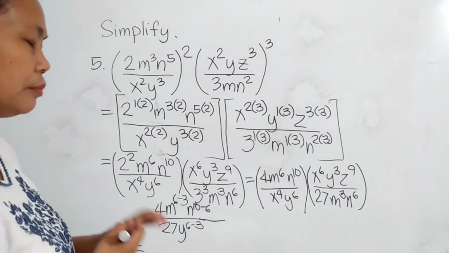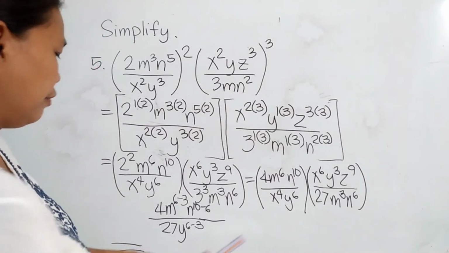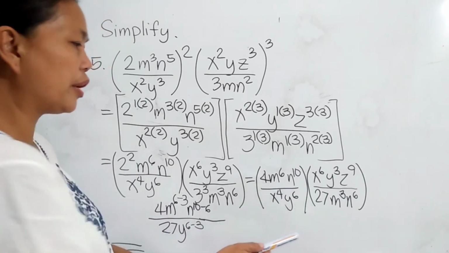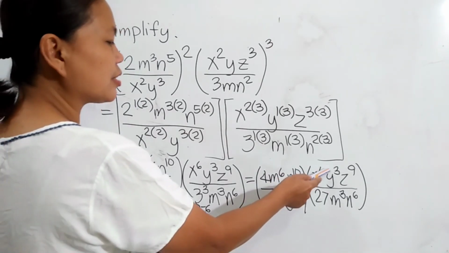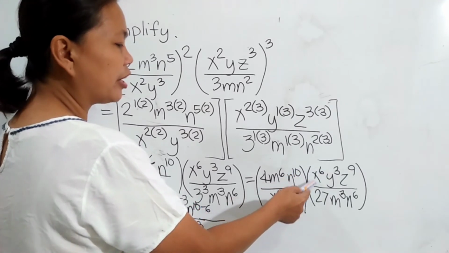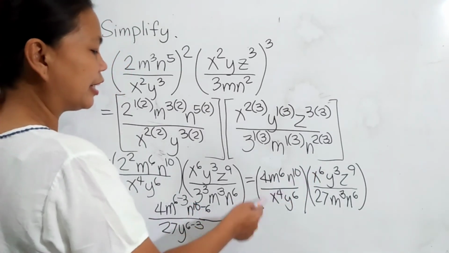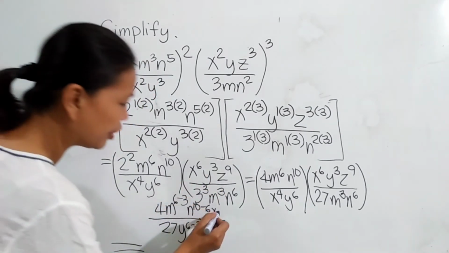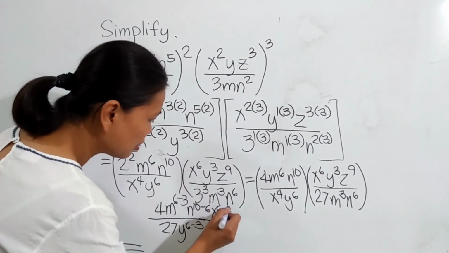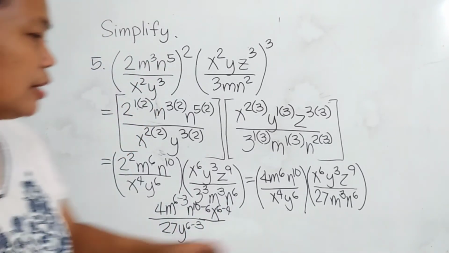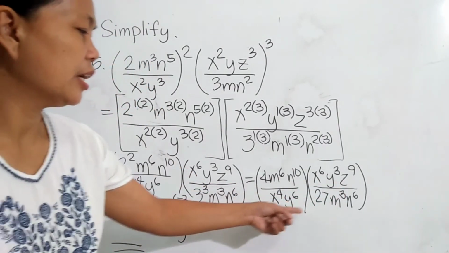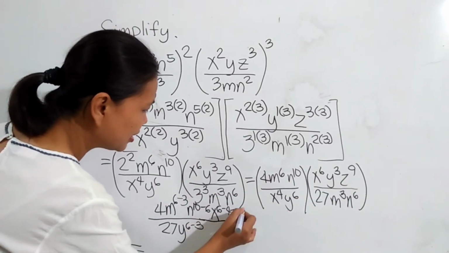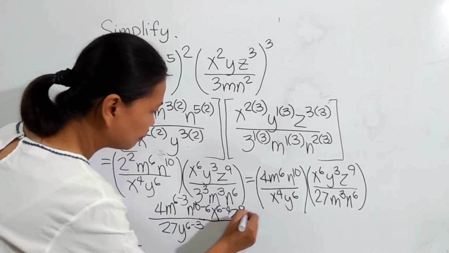Then for x, we have x raised to 6 over x raised to 4. So, we have here x written in the numerator with the greater exponent than the denominator. So, we will write it in the numerator. And then we have here 6 minus 4. Then for z, we don't have z in the denominator, so we will just write it in the numerator. Then z raised to 9.